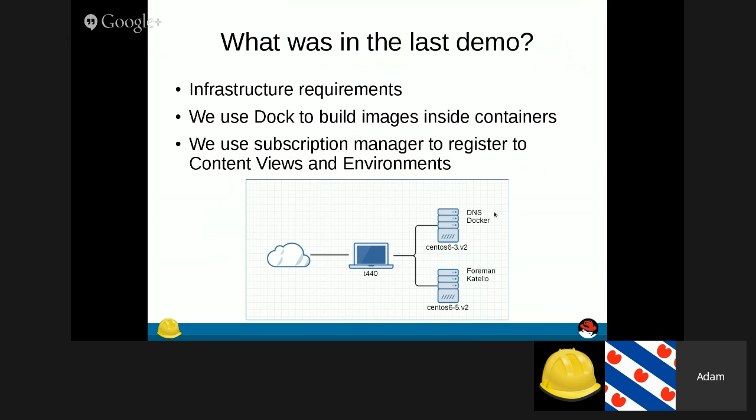I need DNS because the containers need to be able to resolve the host name of the server running Foreman and Katello. Otherwise, it wouldn't work, and getting DNS up and running isn't that hard. How does it work? We use docker-py, a Python library with command line interface, to build images inside containers. And to get the right content inside the images, we use Subscription Manager to register to content views and to environments using activation keys.